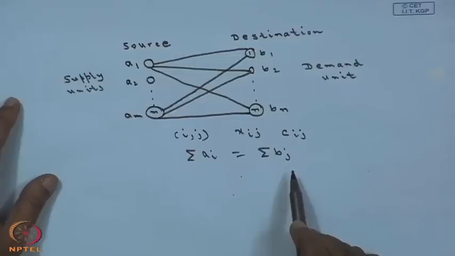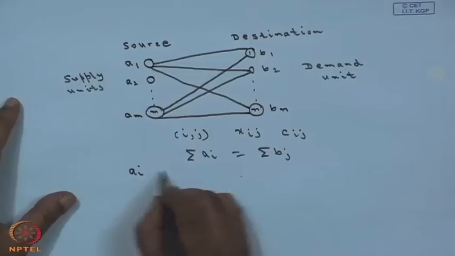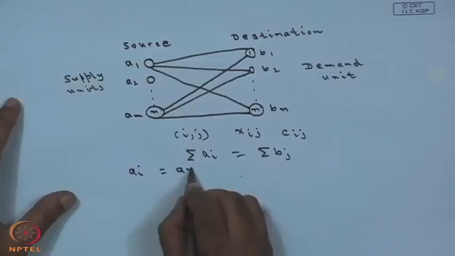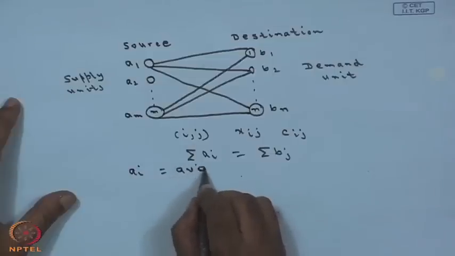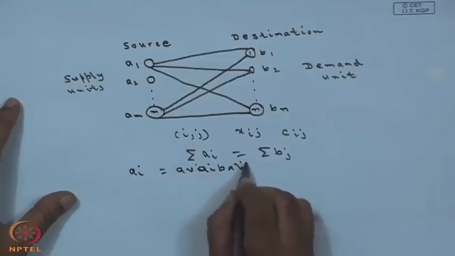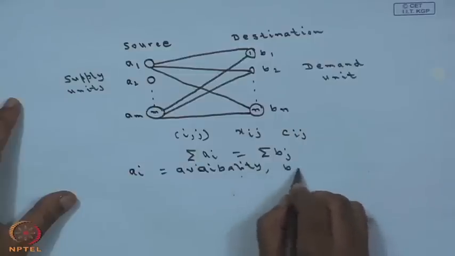Whenever we have an unbalanced transportation problem, what we have to do is add either a dummy source or a dummy destination to make it a balanced transportation problem. Afterwards, we will see how to make an unbalanced transportation problem balanced. So, here your Ai we are calling availability, and your Bj is the demand.